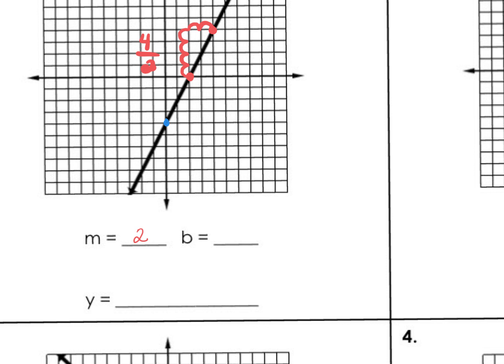And you want to find where the line crosses the y-axis. And that is 1, 2, 3, 4. And it's 4 down, so that's -4.